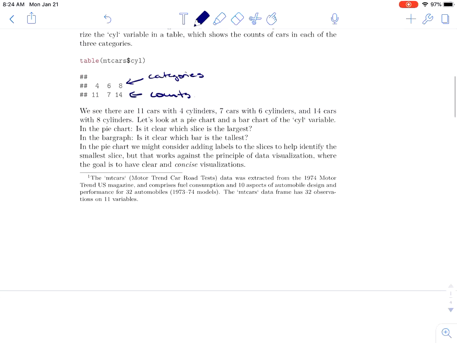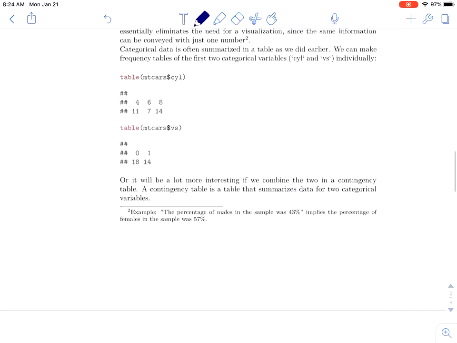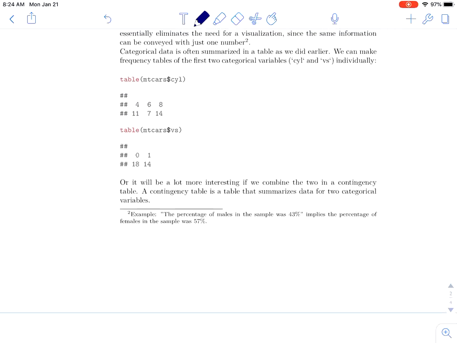So when we look at the table for it, we've already seen the table for the cylinders, 4, 6, and 8. Now here, if we look at the table for the VS, 0 was that it was V-shaped and 1 was straight. And again, here we have the counts.